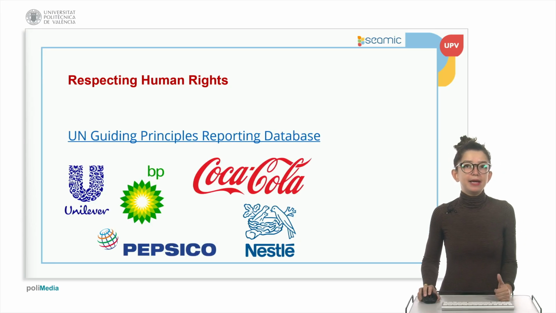There is a database for companies to upload their reports on respecting human rights, and these are some of the companies that are participating by sharing their reports. These are some companies that are guided by the UNGP to respect human rights. Of course, these are only some examples. I mean, these companies are trying to respect human rights, and not in all cases are they doing it.